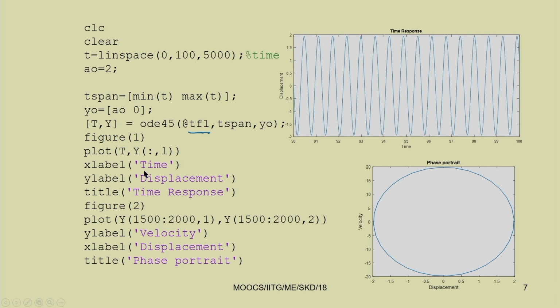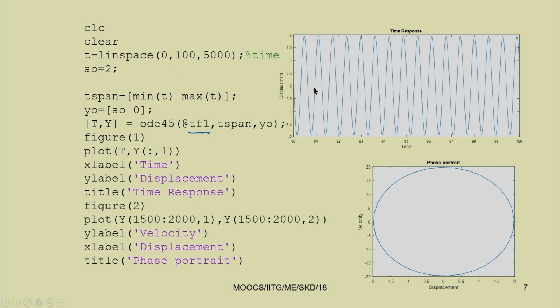So, you can see here, then this y label. You can put plot t comma y(:,1). That means it gives you the first column, all of the first column, that is displacement. So, in this plot you can see displacement versus time.